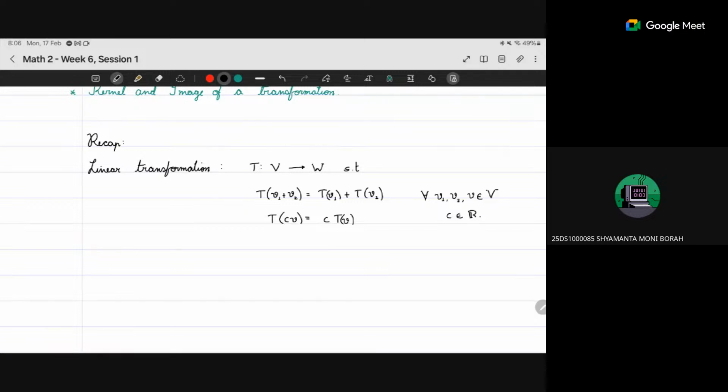So beyond the technical formulation, what is happening over here? If I take two vectors V1 and V2 and then add them in V. So this addition is happening in V. V1 plus V2 happens in V, correct? If I add the vectors and then take their image, that should not be different from taking the image of the vectors that we started out with and adding them in W. So this plus is actually in W, but this plus is in V.